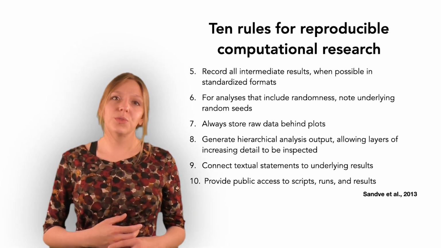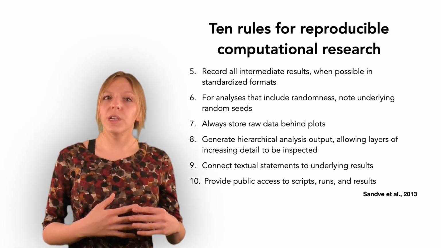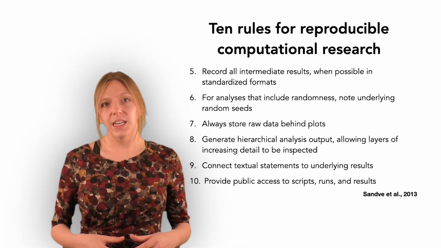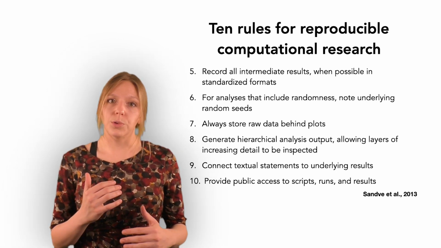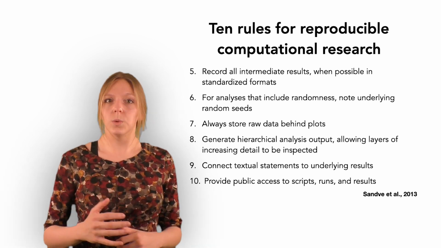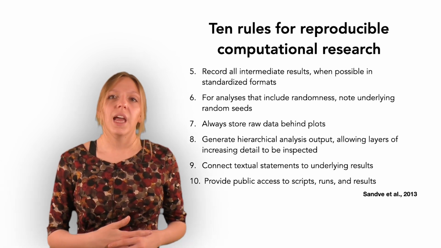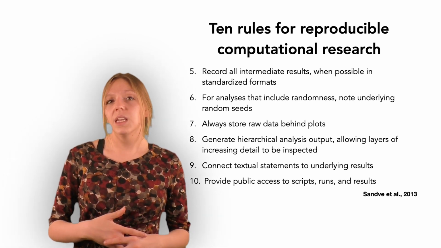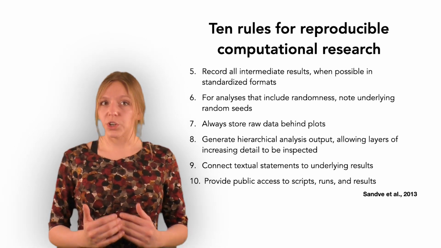Now, back to our 10 rules for reproducible scientific computing. Rule number 5, record all intermediate results and, when possible, in standardized format. This is good practice even for yourself and for debugging, by the way, as it breaks your computations into smaller units. And you can notice discrepancies or weird results at the stage at which they occur rather than only in the final results. Additionally, if for some reason it is not always possible to rerun all your code all the time, for instance, because of the computational costs, it allows you to run only the relevant part of your code.